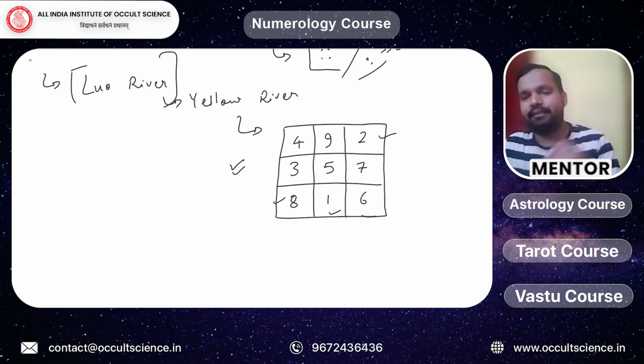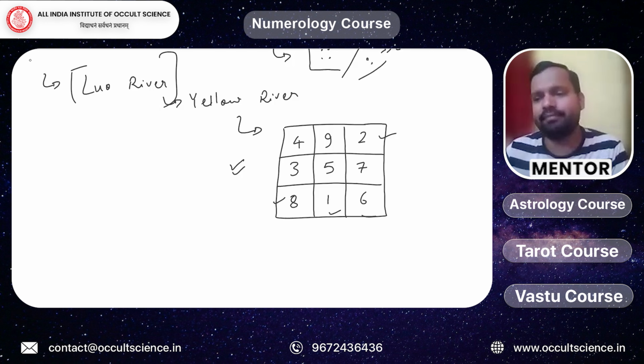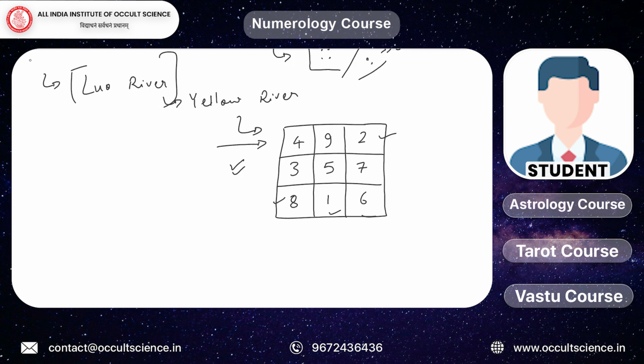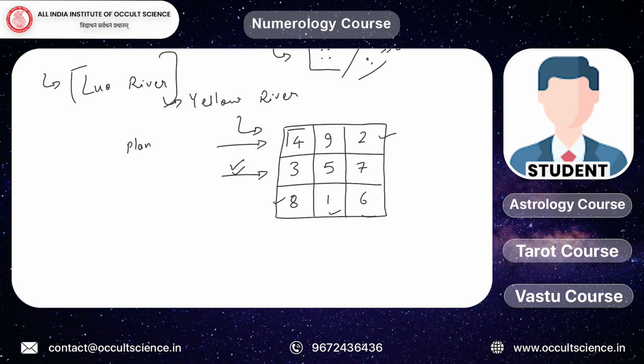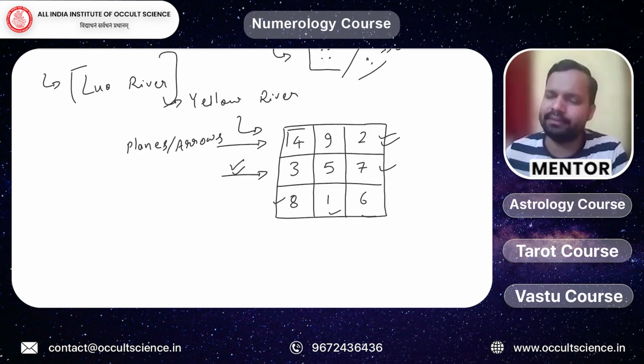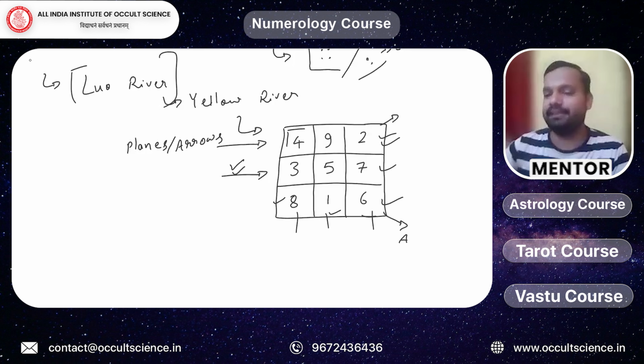Now we will do some further naming for this. For example, this horizontal set of numbers, 492, these are the grids. So these are either called planes or arrows. This is one arrow, this is the second arrow, this is another arrow. Then vertically we can say this is one arrow, this is one arrow, this is one arrow. Diagonally, 4 5 6 forms an arrow or plane, or 2 5 8 can also be called an arrow or plane.